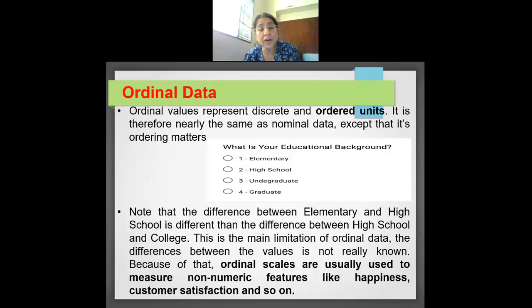If you have categorical data where order does matter, that comes in the category of ordinal data. For example, what is your educational background? It can be elementary, high school, undergraduate, or graduate. Now it has a certain order associated with that data type, so that is ordinal data. Normally happiness or customer satisfaction, these kinds of things are measured on an ordinal scale.